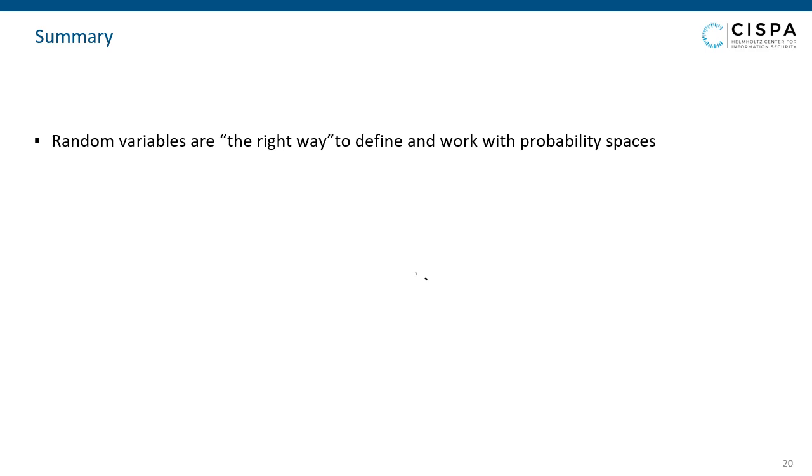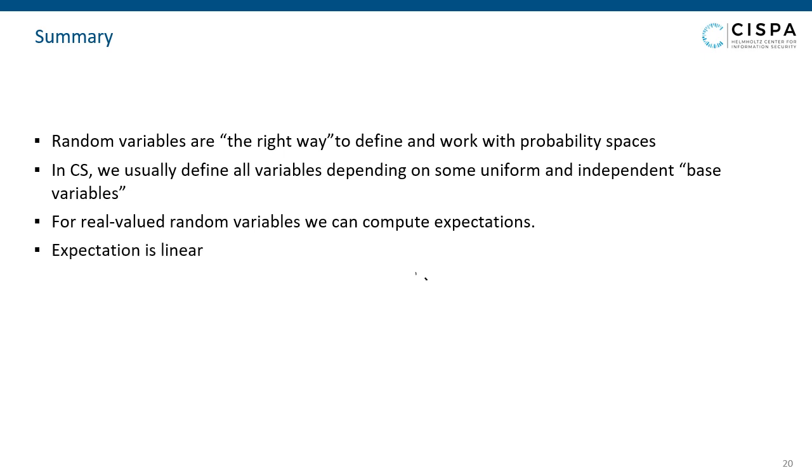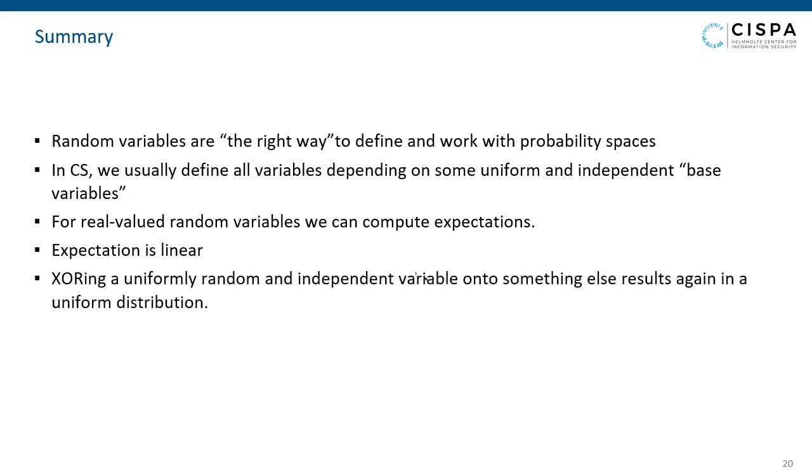So now it's time for the summary. We've seen that random variables are the right way to define and work with probability spaces. In computer science, we usually define all variables depending on some uniform and independent base variables. For real-valued random variables, we can compute a quantity called expectation. The expectation is linear. And finally, we've seen that XORing a uniformly random and independent random variable onto something else results again in a uniform distribution.